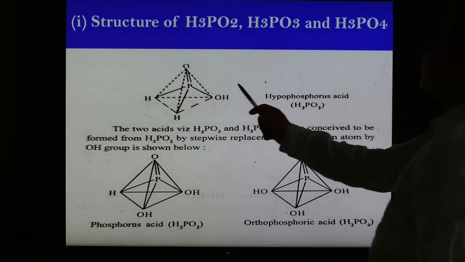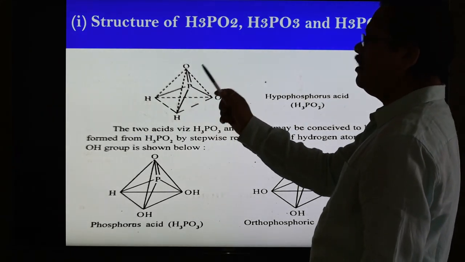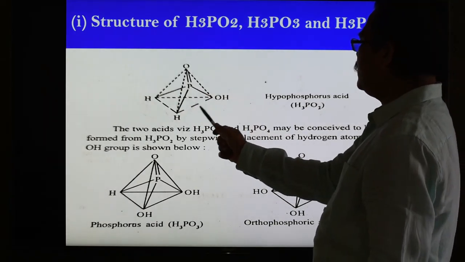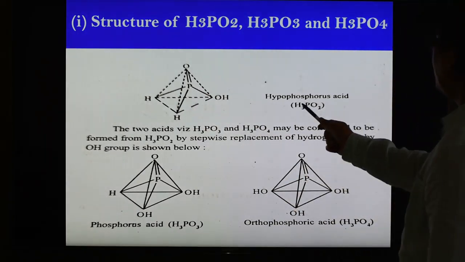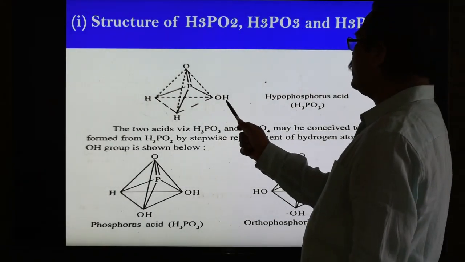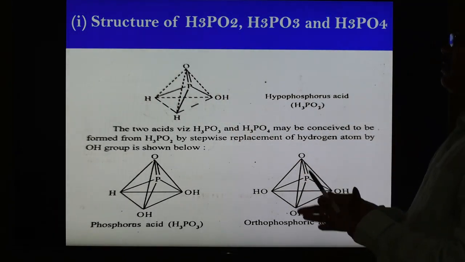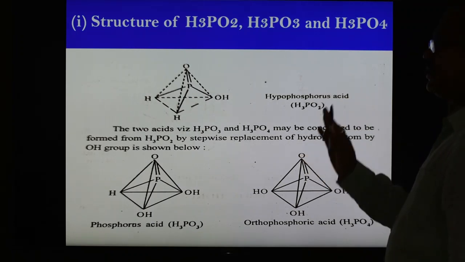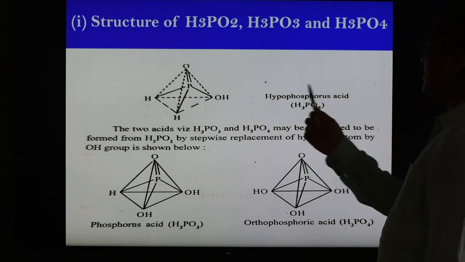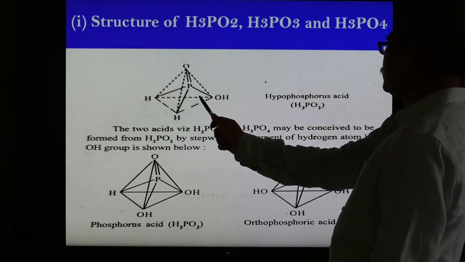In this case this is the tetrahedral structure, because phosphorus has 5 electrons in the valence shell and forms one double bond with oxygen and three bonds with the others. The hypophosphorus acid formula is H3PO2. It contains one OH group, therefore one hydrogen gets replaced from this OH group, so there is one replaceable hydrogen atom. There is only one ionizable hydrogen, and therefore it is a monobasic acid. This is the structure for H3PO2.